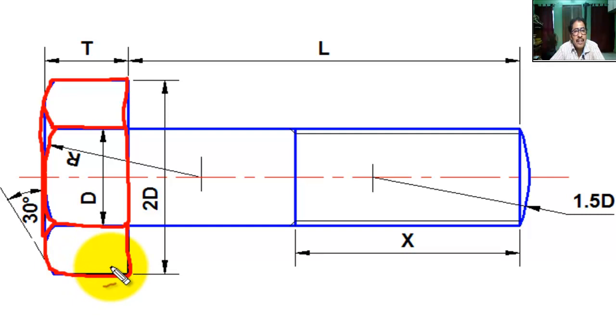In this way, we draw the hexagonal head. We erase this portion, this portion. This is 30 degrees with the vertical line, at all 6 corners. Okay. Now next we draw the length of the bolt.